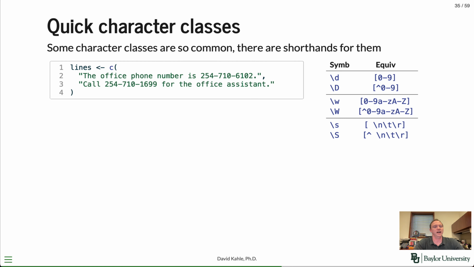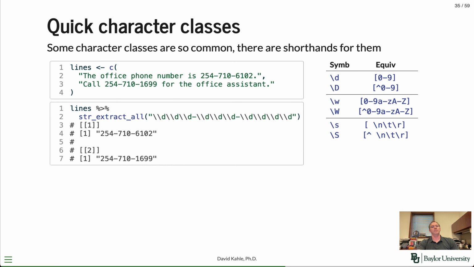So here is a character vector. The office phone number is 254-710-6102. Call this for the office assistant, okay? If you wanted to actually extract those, we know that you would do str_extract_all, but now you're going to put in these digits. So the format of those phone numbers is \\d\\d\\d, in other words, digit, digit, digit, dash, and so on, okay? And that happens once in each of those.